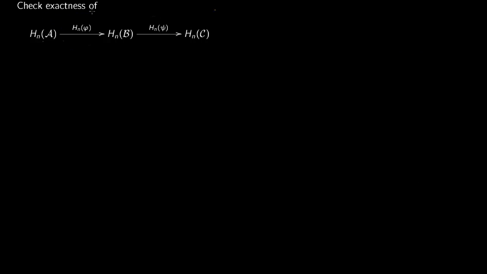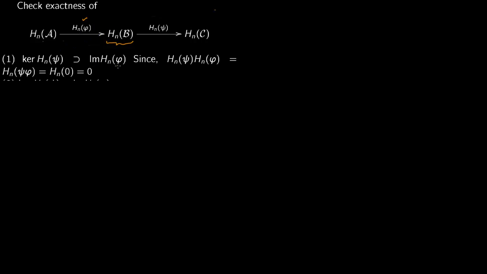So now the thing remaining is checking the exactness here. Basically we have to say first that the kernel of this map contains the image of this map, and then the kernel of this map is contained in the image of this map. So basically we have to show that there is exactness here: kernel of Hn psi is equal to image of Hn phi. So let's do the first one. The kernel of Hn psi contains the image of Hn phi.